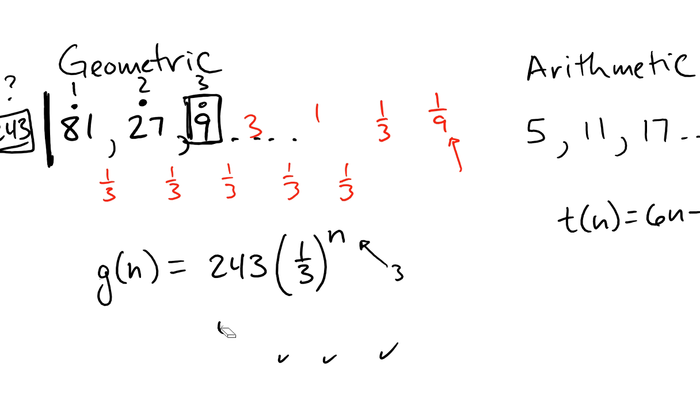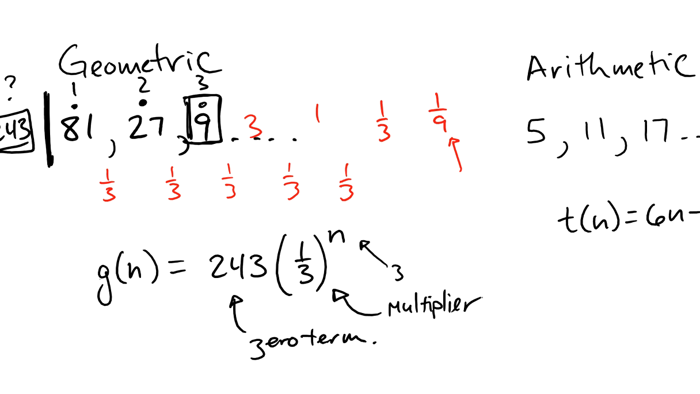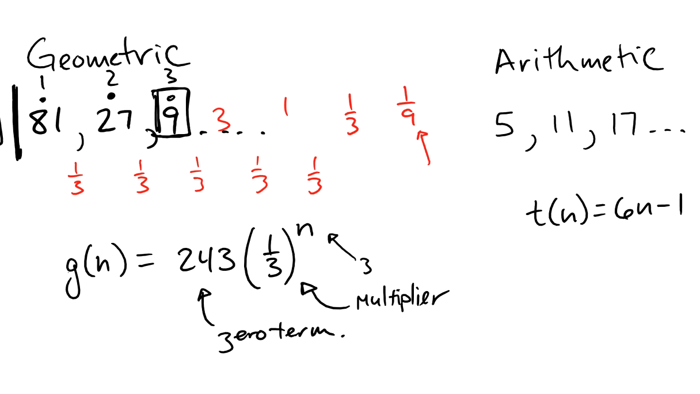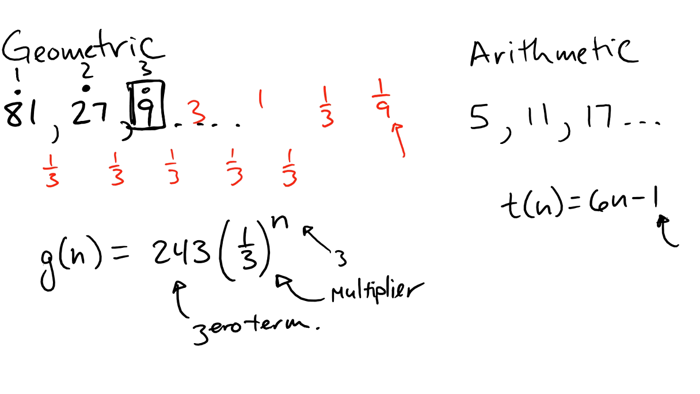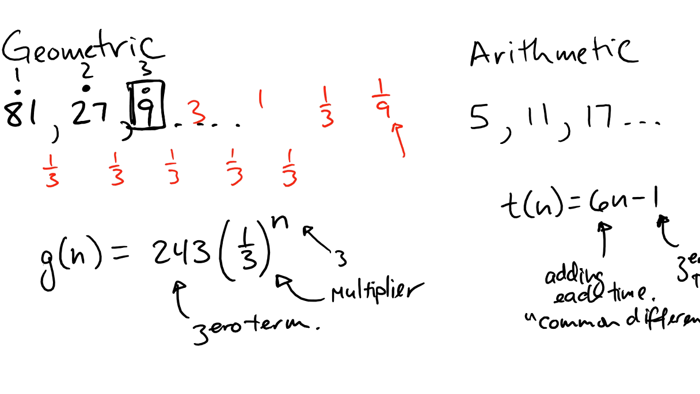So let's summarize this again. In a geometric sequence, this is the 0th term, and this is what I'm multiplying by, my multiplier. In an arithmetic sequence, this number right here, which could be positive or negative, is my 0th term. And this is what I'm adding each time, my adder. It is the common difference between each of the terms.